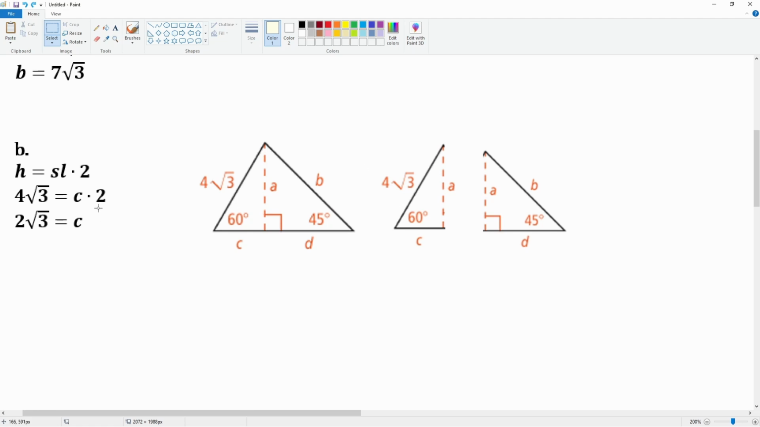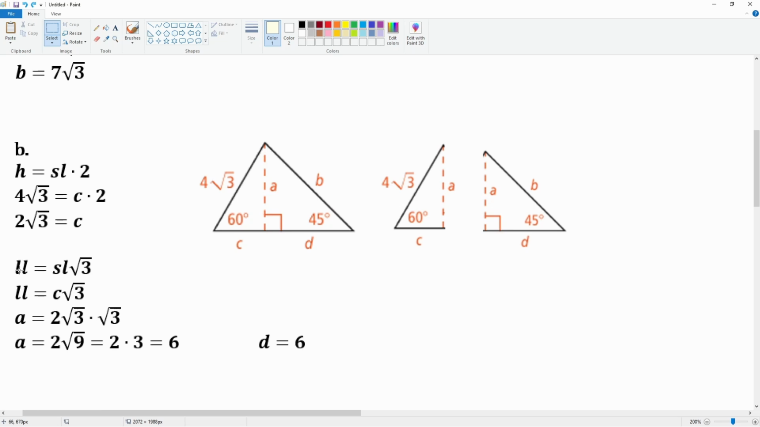So I divide 2 to both sides. 4 divided by 2 is 2. So it's 2 radical 3 as just C. Once I have my short leg, I can then get my long leg by using my equation. Long leg is equal to short leg times radical 3. Plug it in. I now notice that radical 3 times radical 3 becomes radical 9, which simplifies to just 3, so that is equal to 6.